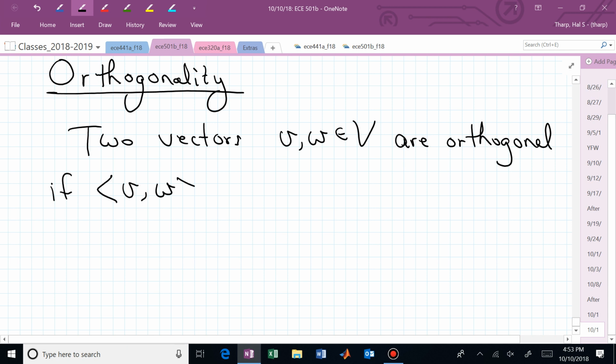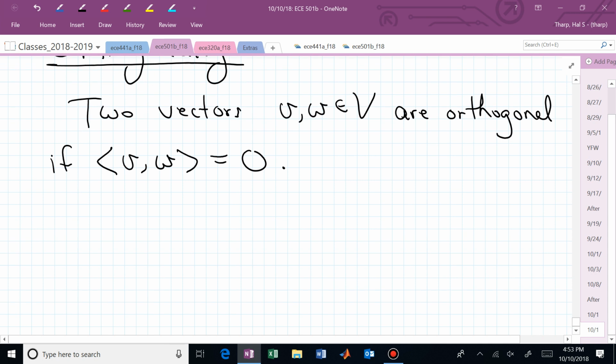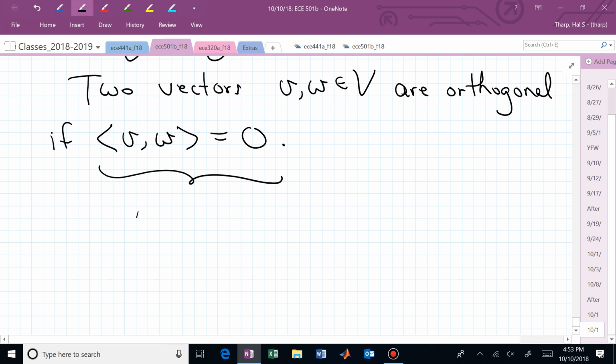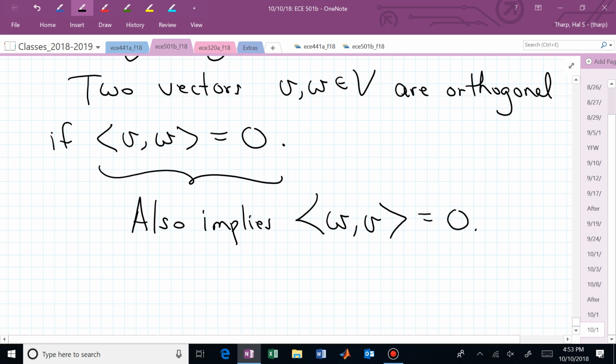The inner product of V with W, if they're orthogonal, is going to equal 0. And that also implies, what about the inner product of W and V? It's also 0. So it really doesn't matter which vector is in which slot. If they are orthogonal vectors, it's going to give you a 0 for the inner product.